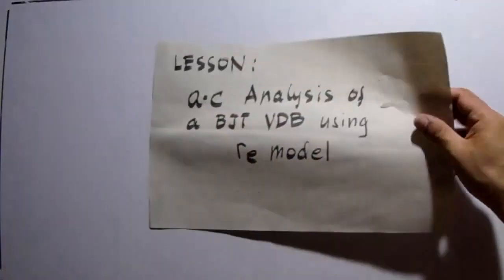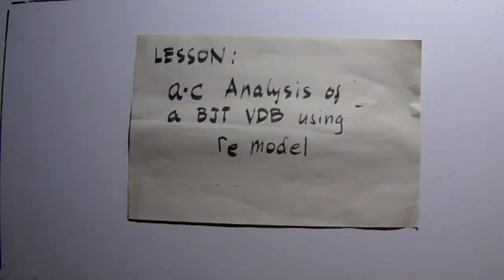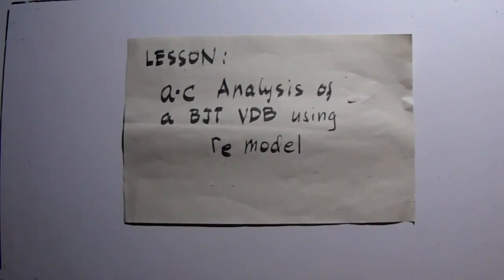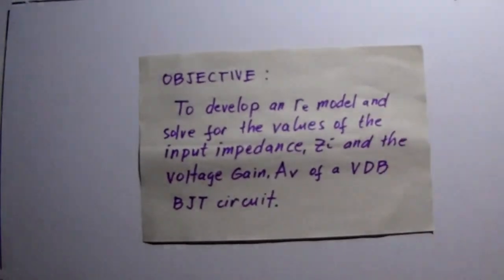Hello, our lesson for today is AC analysis of a BJT, or bipolar junction transistor, voltage divider bias using the re model. Our objective is to develop an re model and solve for the values of the input impedance Zi and the voltage gain Av of a voltage divider bias BJT circuit.